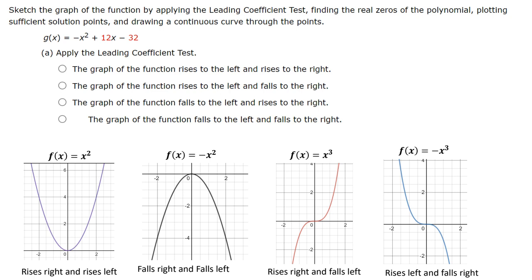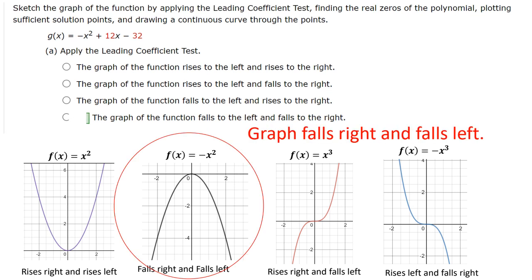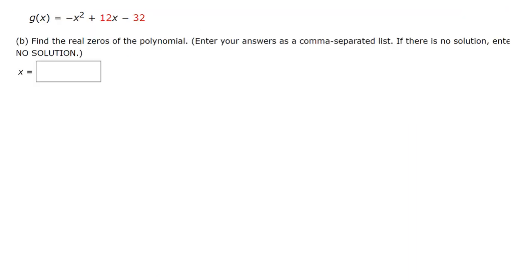Okay, so since I already said it, we know that our graph is going to fall on the right and fall on the left. Okay, now we're here, the B part. So since we have a quadratic, there's several ways to do this. We can factor this, we can complete the square, we can use the quadratic formula. So let's see here.